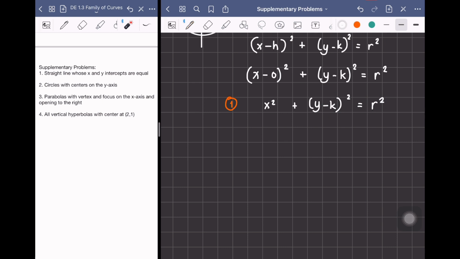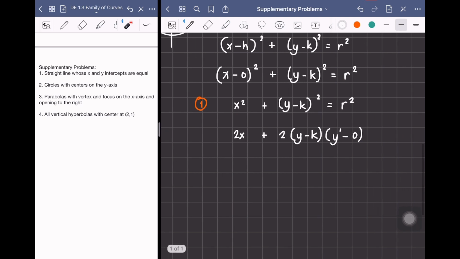So for the first derivative, the derivative of x squared is 2x. The derivative of y minus k squared will be, bring down 2, copy the base, y minus k, subtract one from the exponent, and then take the derivative of the base. So for the derivative of the base, this will be y prime minus the derivative of k, which is an arbitrary constant, that's 0. And then, equal to the derivative of r squared, which is an arbitrary constant, so it is 0.